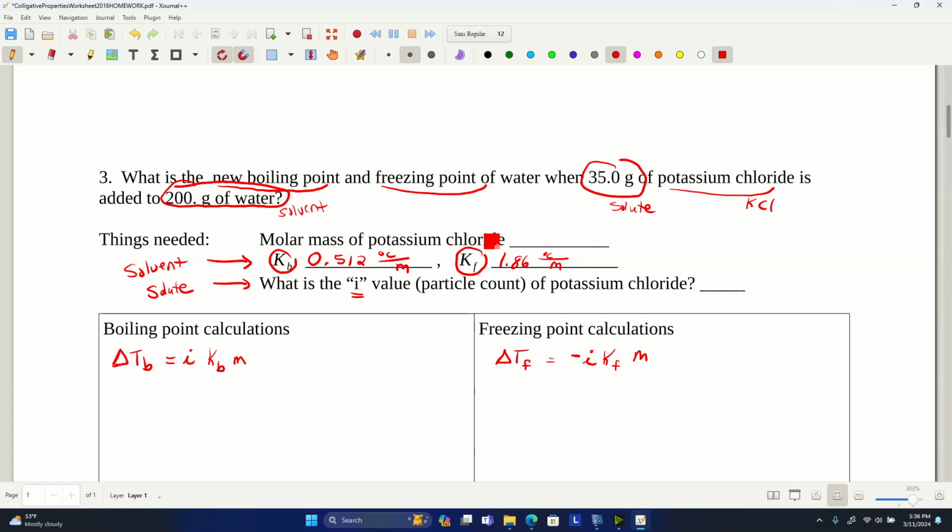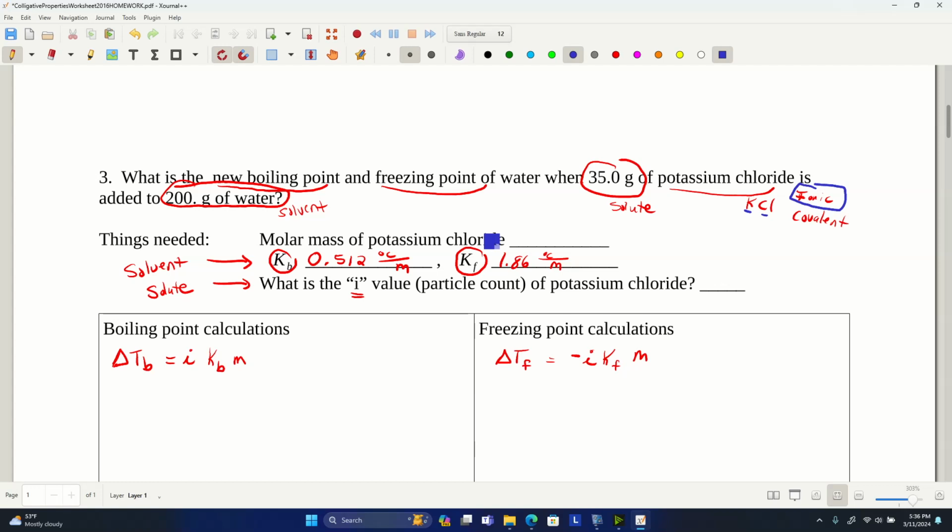So this is the solute, and I have to determine, is it ionic or is it covalent? Well, remember, metal, non-metal, ionic. So potassium is in the first column. So this is a metal and this is a non-metal. So we're talking about an ionic solid here, that we're dissolving. And so when you have an ionic, you have to count the particles.